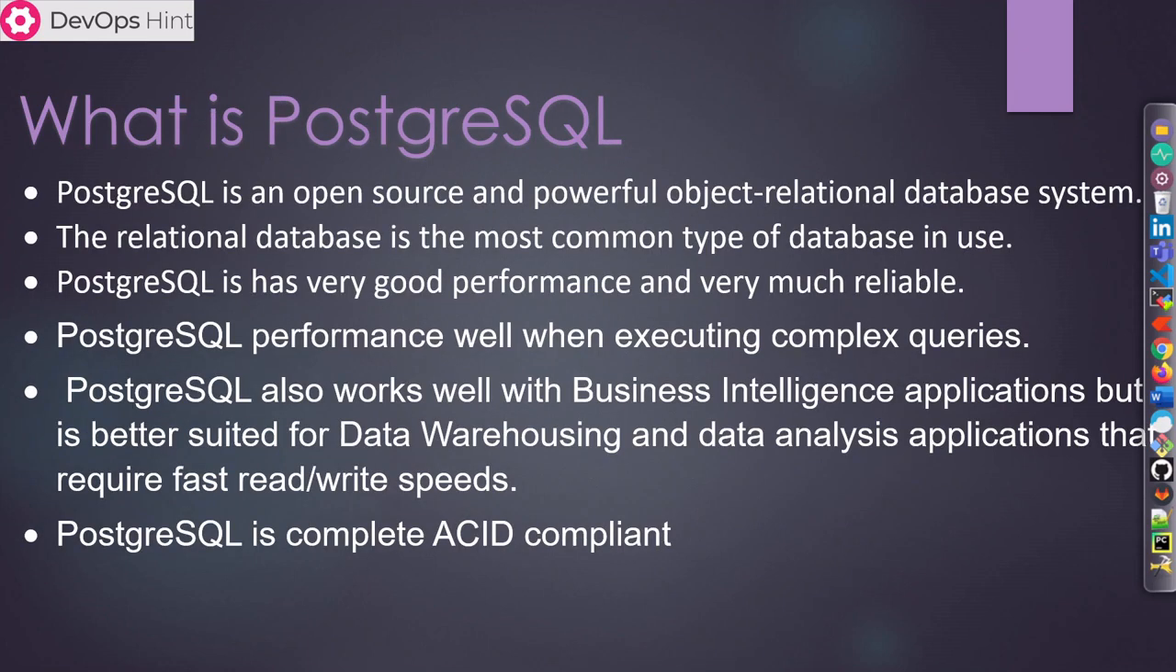So what is PostgreSQL? PostgreSQL is an open source and powerful object relational database system. So basically PostgreSQL is a database system. The relational database is the most common type of database in use. PostgreSQL has very good performance and it is very reliable. It performs well when it comes to executing complex queries.